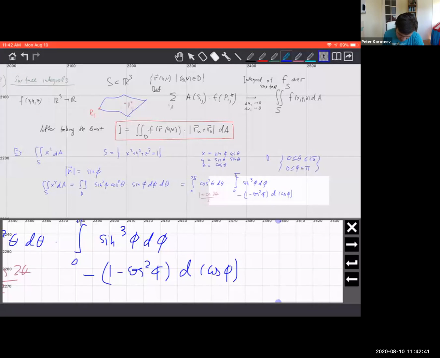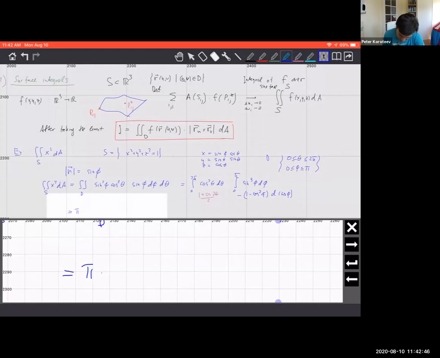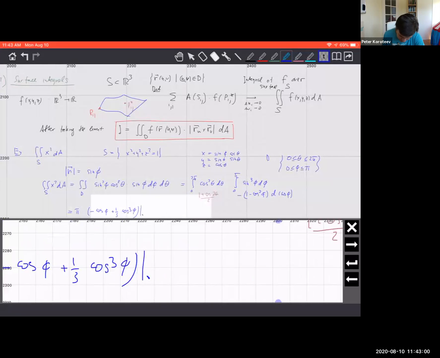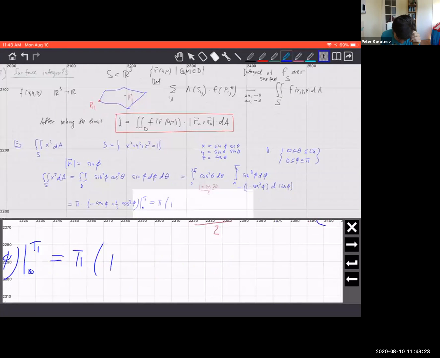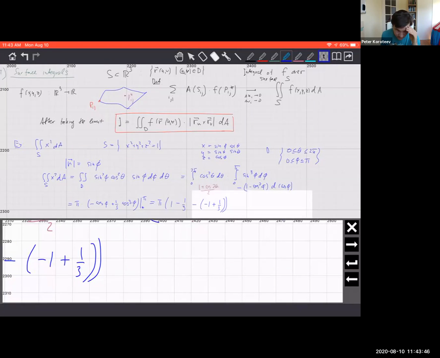So after integration, the first integral is equal to pi, and the second will be equal to minus cosine phi plus 1/3 cosine cubed phi, where phi is from 0 to pi, right? And that's equal to, so cosine phi when phi is pi is -1, so it's 1 minus 1/3, and then when it's 0, it's 1, so it's minus 1 plus 1/3. So it's equal to 4/3.